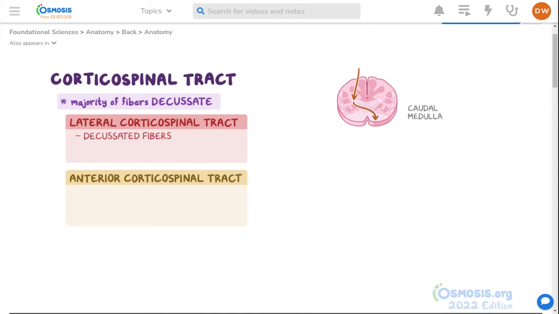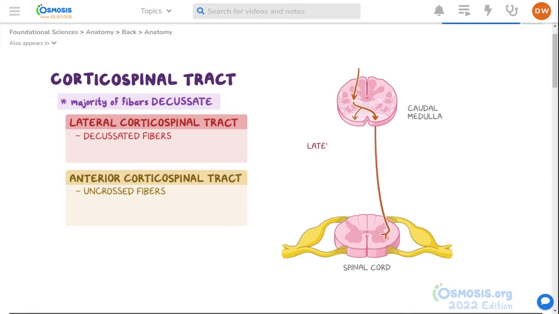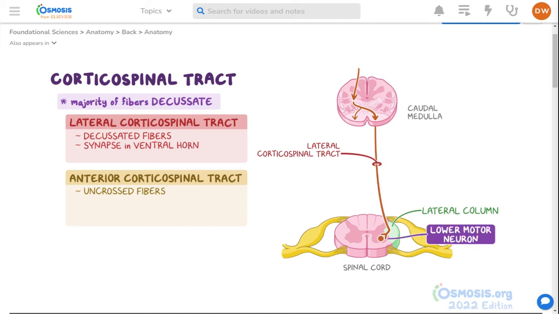The decussated fibers form the lateral corticospinal tract, while the uncrossed fibers continue as the anterior corticospinal tract. Both the lateral and the anterior corticospinal tracts descend through the spinal cord. The lateral corticospinal tract continues through the contralateral lateral column of the spinal cord and synapses in the ventral horn on the lower motor neurons.